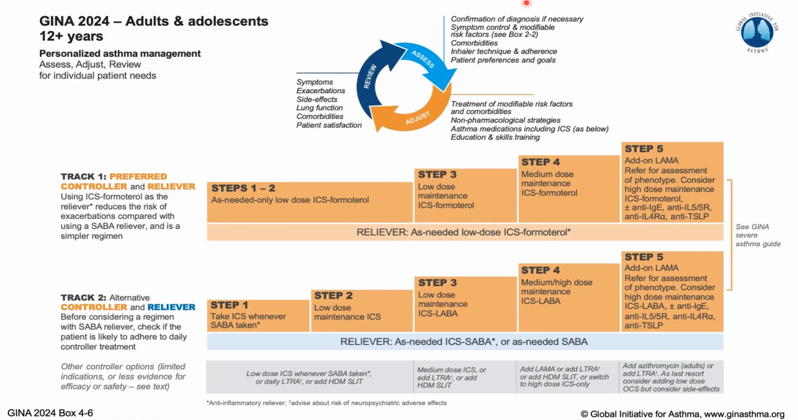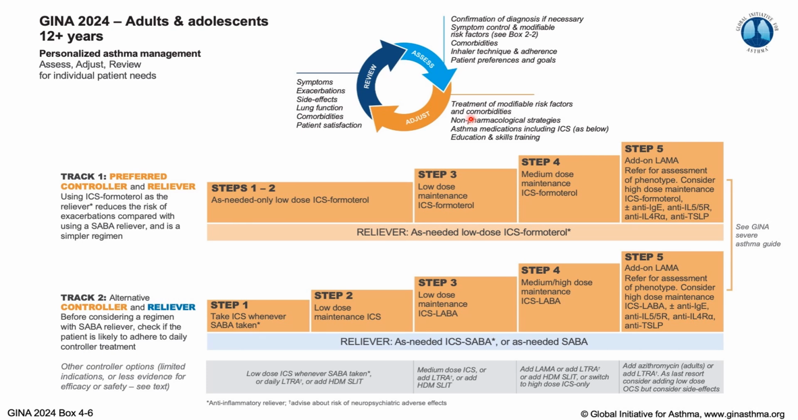So before we manage, you have to do this. This is just what you have talked through previously. So you have to confirm the diagnosis if necessary, if you're not sure that your working diagnosis is asthma, and then assess symptom control and modifiable risk factors, such as smoking: tell the patient to quit and help the patient to quit. Comorbidities such as obesity, you address them. Inhaler technique and adherence, patient preference and patient goals, as I mentioned before.